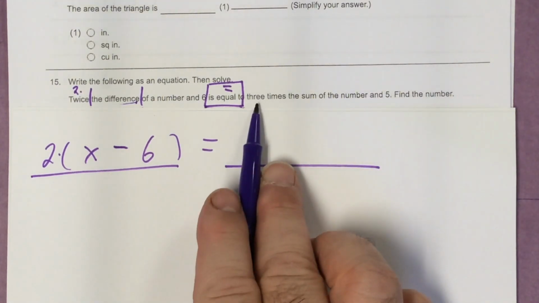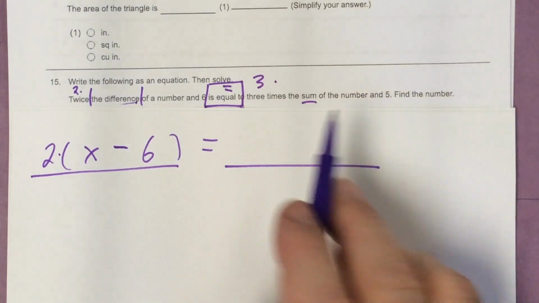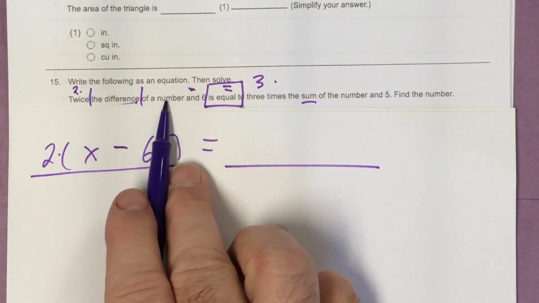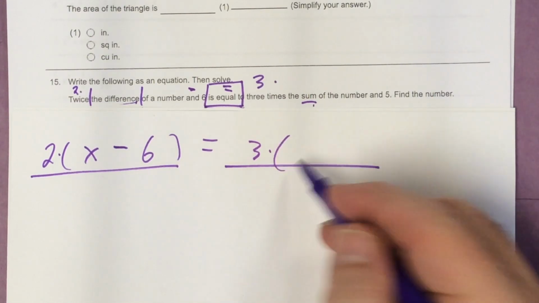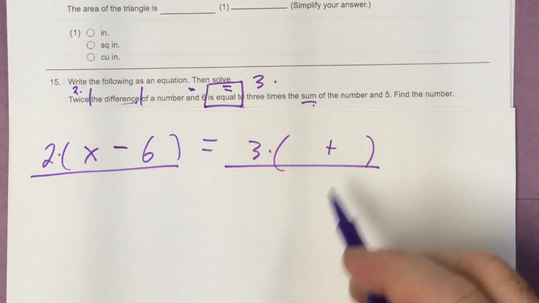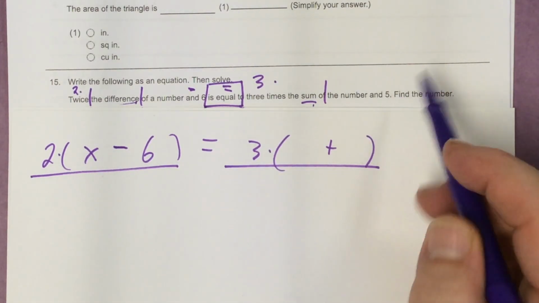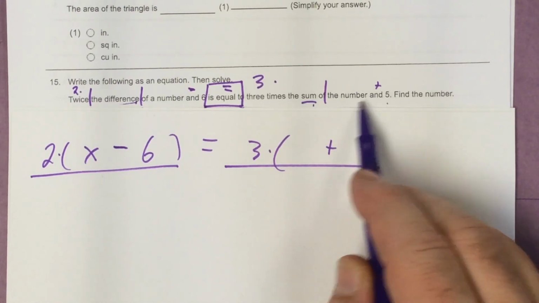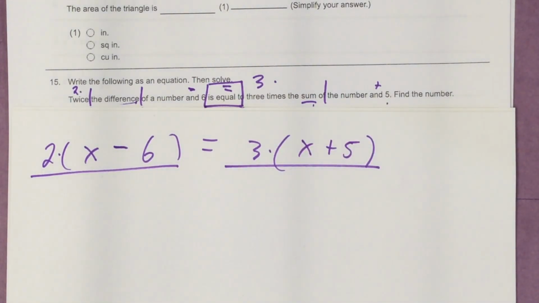Here we go. This says 3 times. So hopefully you go 3 times the sum. Now when you see the difference of this and that, that's the subtraction of this, the number and 6. Here we have 3 times the sum. So we have this quantity here. This is going to be a sum on the inside of this now. The sum of what? The number and 5. So this is where the plus sign goes, because that reflects the sum of this and that. The sum of a number and 5. So this is the number, this is 5. So that's how that word problem is negotiated there.